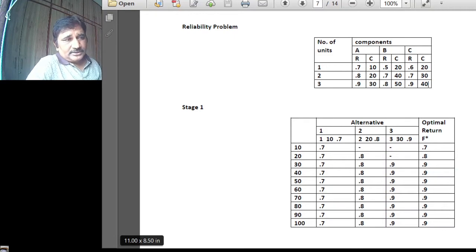Right. Now that you will be choosing alternative one, first of all, you have to check whether you are able to choose alternative one or not. Yes, you are able to choose because alternative one requires rupees 10 only. And you have assumed that you have rupees 10 or more, as you see in this column. So all throughout in this column, the reliability will be 0.7 because you are choosing this alternative.